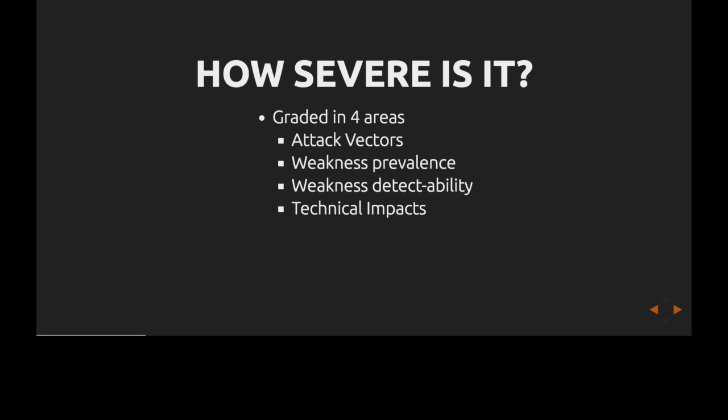Okay, so now comes the question of how severe these types of exploits against our services are. When we talk about exploits on servers, we generally talk about four different areas in terms of severity: attack vectors, weakness prevalence, weakness detectability, and technical impacts. Attack vectors is the question of where we can attack this from. Do I need to be physically in front of the computer typing away on a keyboard, or jack my Ethernet cable into some server switch in order to get access to this system?